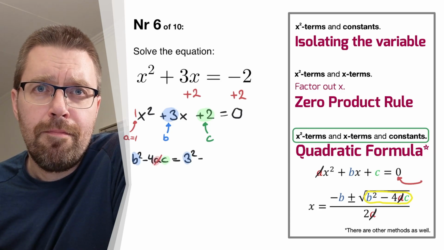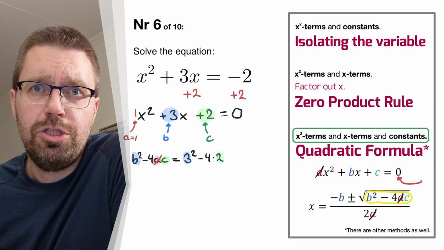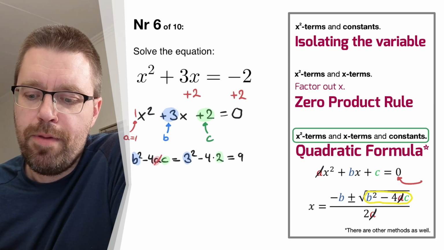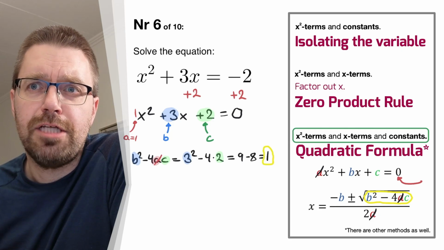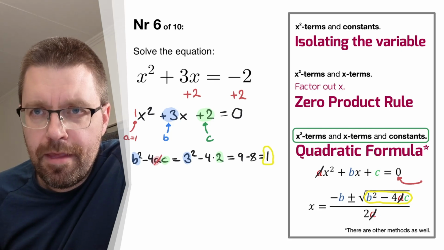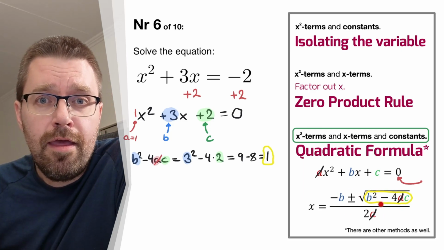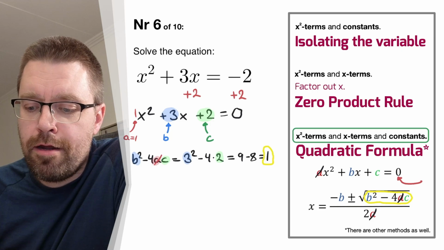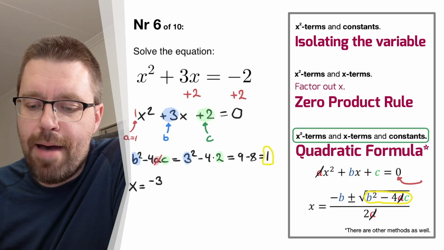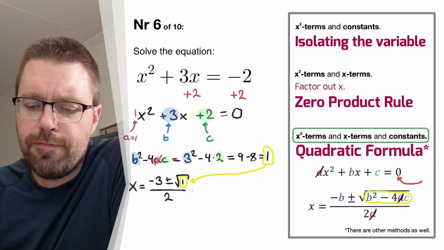We have b equals 3, so we have 3 squared minus 4 times 2. And then it will be 9 minus 8, and then the yellow thing will be equal to 1. Now I put in everything inside the formula, but for the yellow I will only write 1 here. So x equals minus 3 plus minus square root of 1, and then divide by 2.